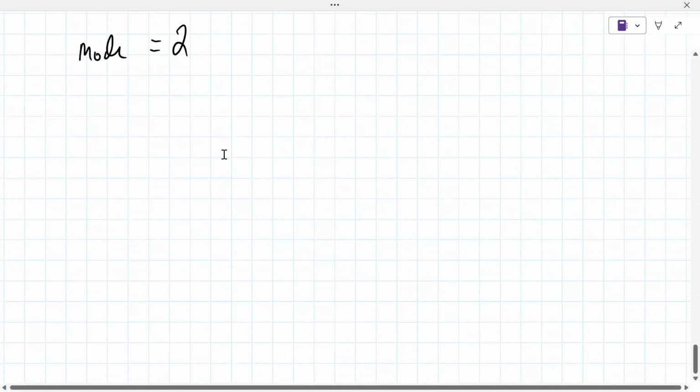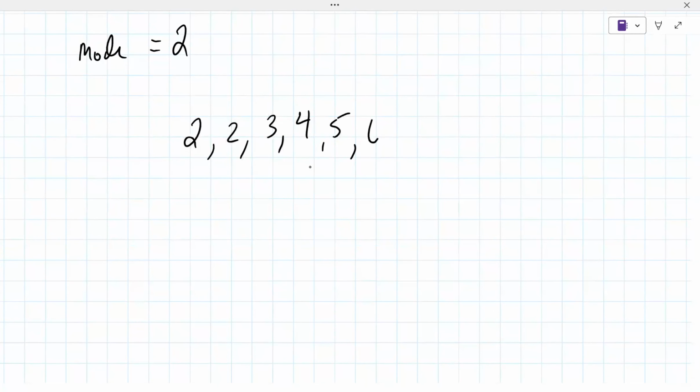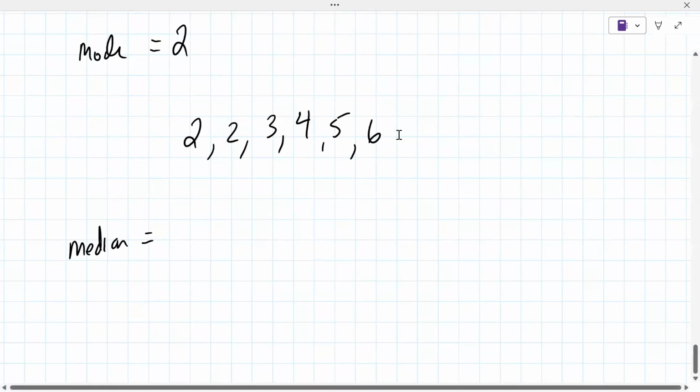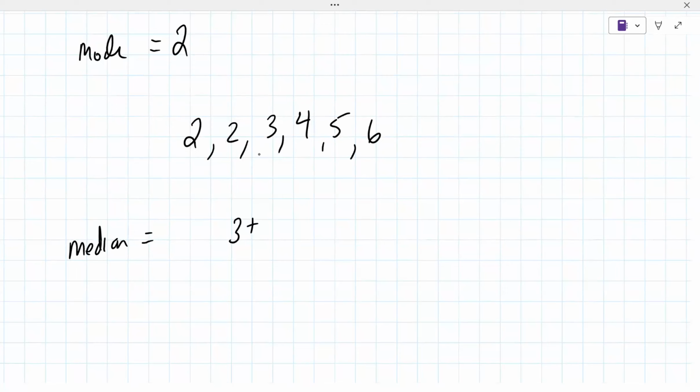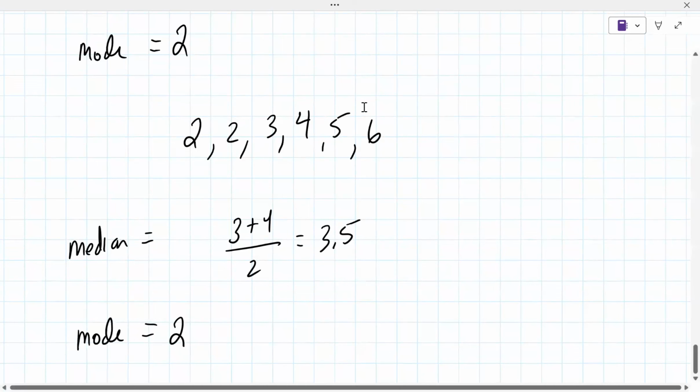And I'm going to add in another number. What is the median? So you've got an even number of numbers. You've got 6 numbers. So there would be two middle numbers, 3 and 4. So you have to find the average: 3 plus 4 divided by 2, which is 7 over 2, which is 3.5. What is the mode? The mode is the most frequently used number, which would be 2. Good.